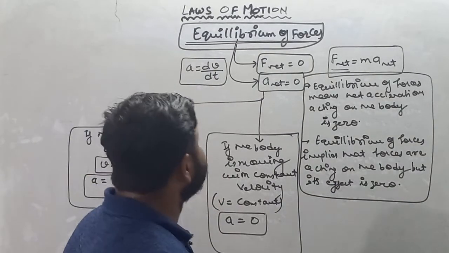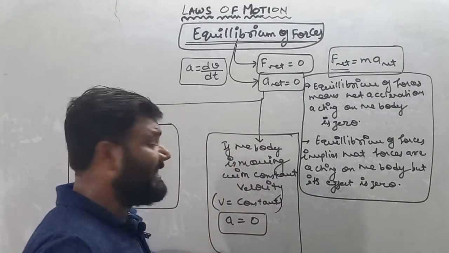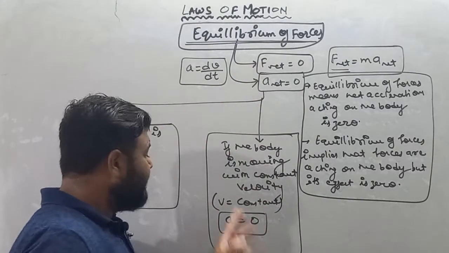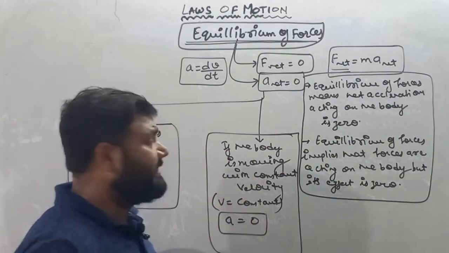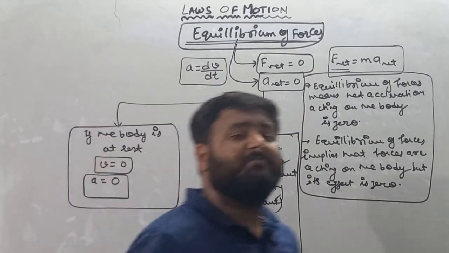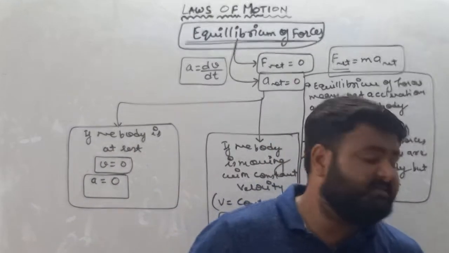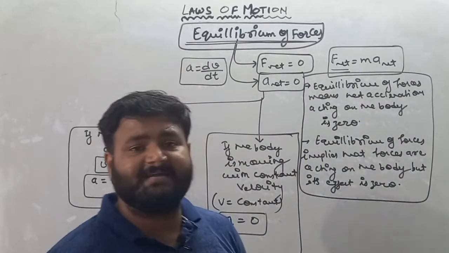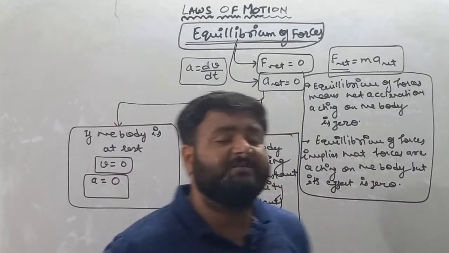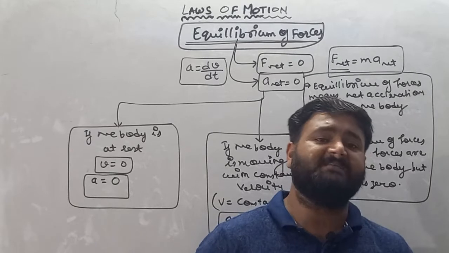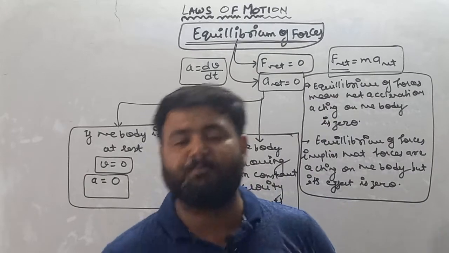The second point related to equilibrium of forces is if the body is moving with constant velocity, then also we'll say the body is in equilibrium, because if velocity is constant, it implies acceleration is equal to 0, because acceleration is achieved by a body when velocity is changing. So if the body is moving with constant velocity, it implies the velocity is not changing, hence acceleration is equal to 0. So if we conclude the topic of equilibrium of forces, it implies forces are acting on the body but equal in magnitude and opposite in direction.